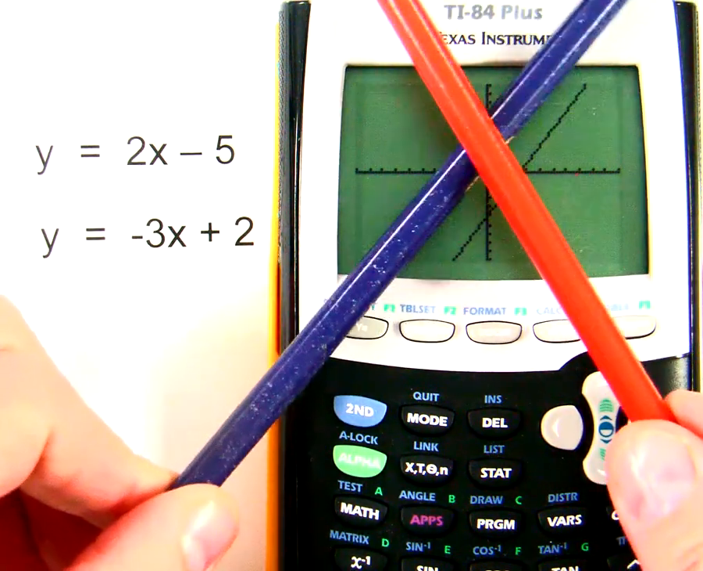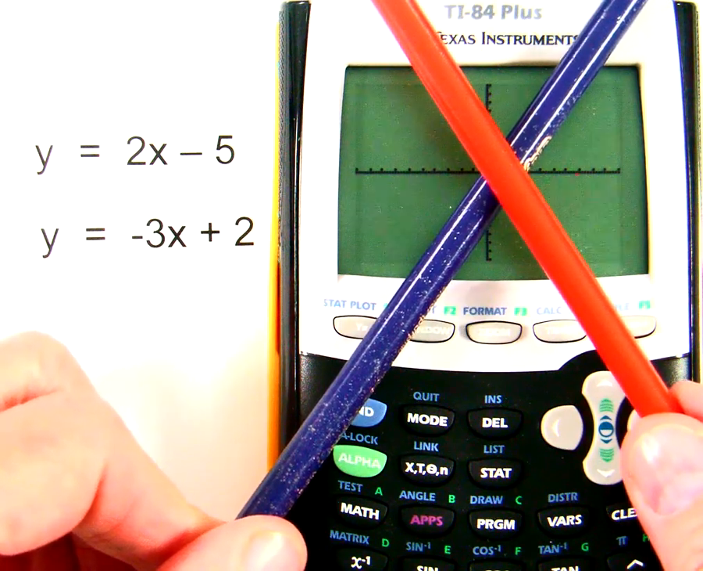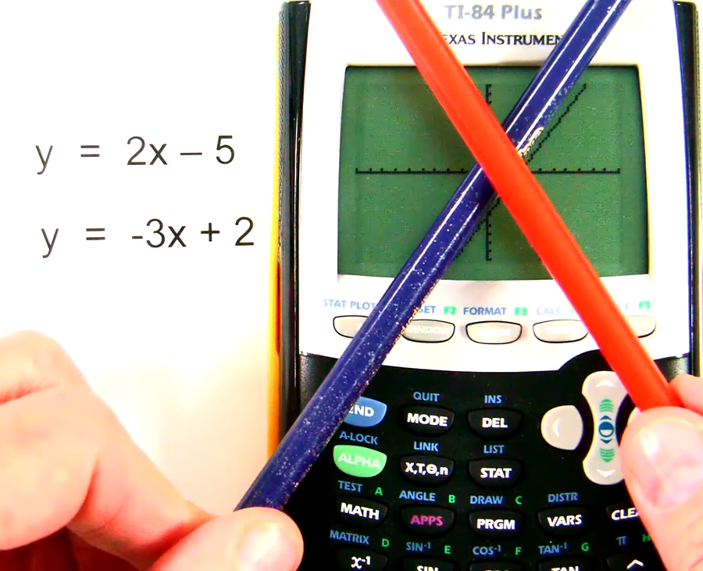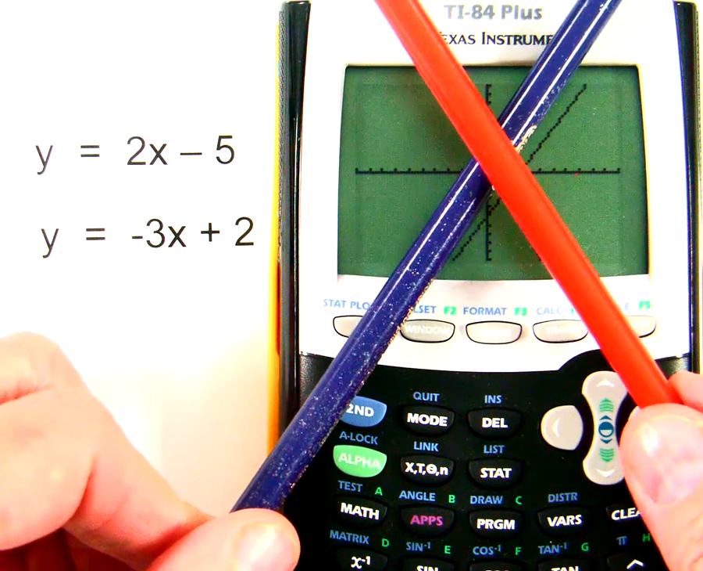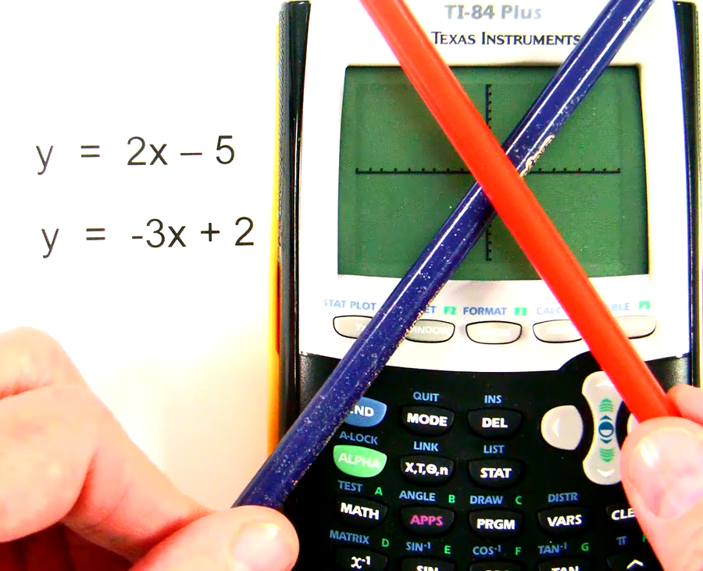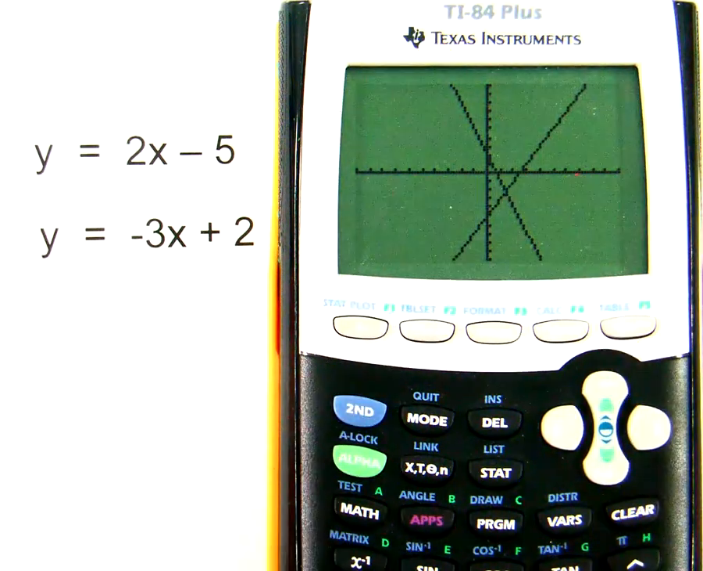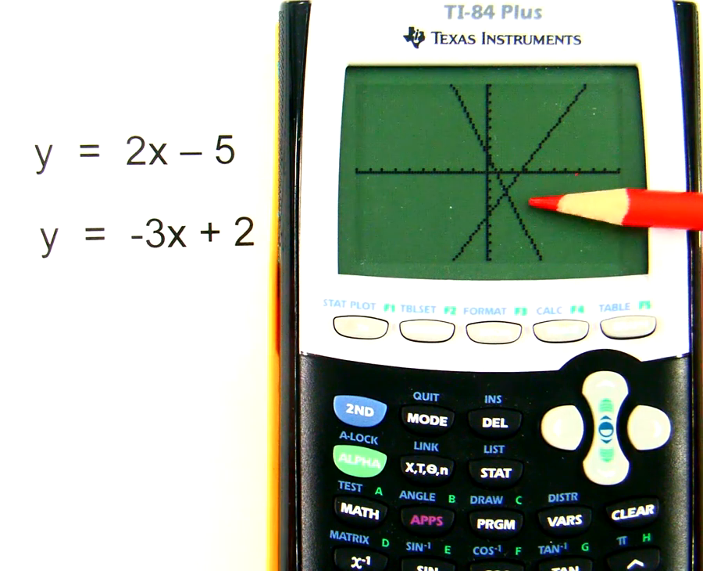I've got two equations, two unknowns, the solution is x marks the spot. We want to know the intersection. So the red equation, the blue equation, where they meet, that one point, that's the solution where both equations are true. So what we'd like is for the calculator to tell us where this point is. And it will tell us, which is very handy.